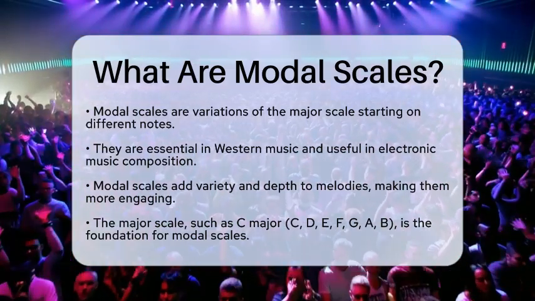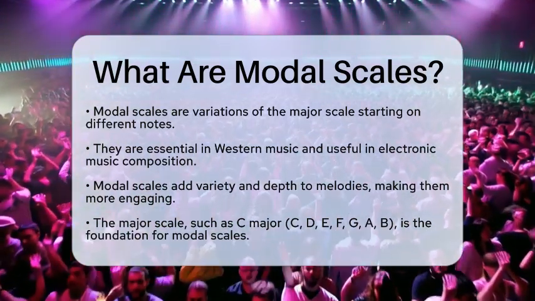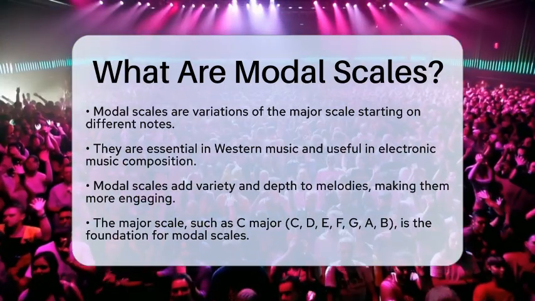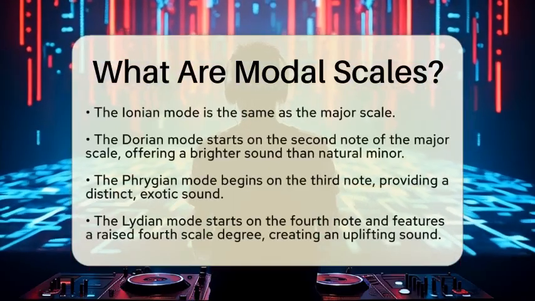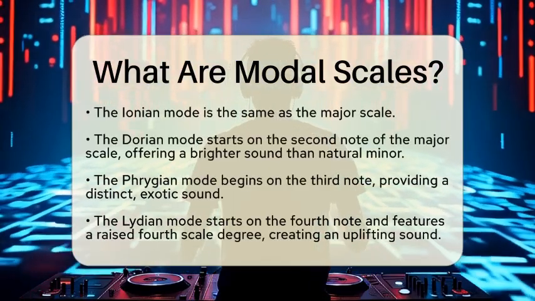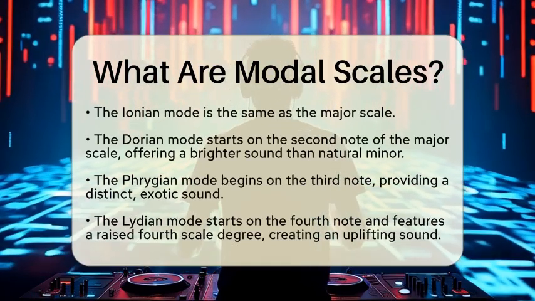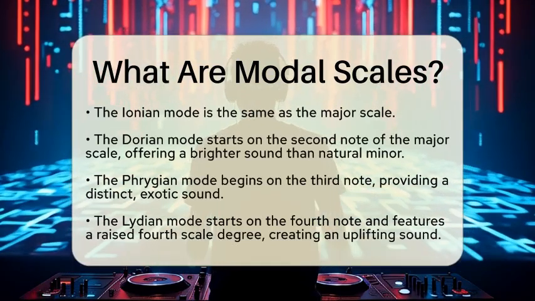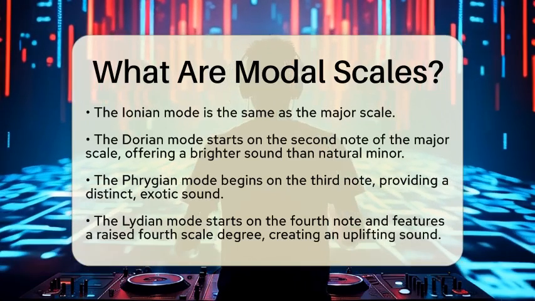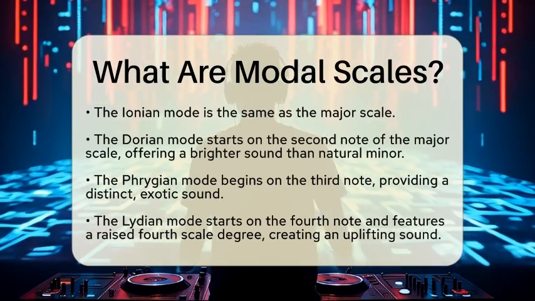By starting on different notes within this major scale, you create various modes, each with its unique sound due to the different sequences of whole and half steps. There are 7 primary modes to explore. The first is the Ionian mode, which is the same as the major scale. For C major, it is C, D, E, F, G, A, B, C.